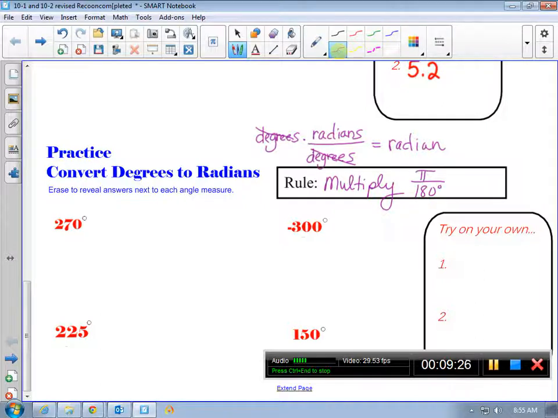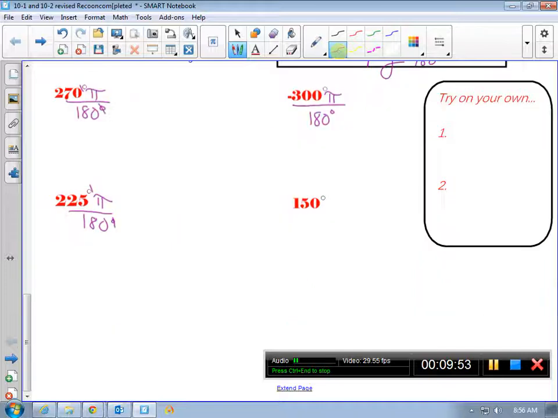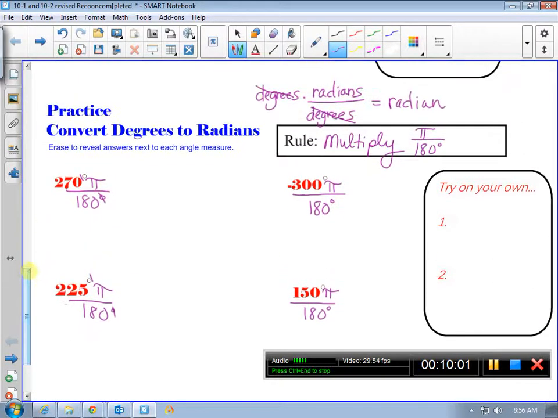All right, so 270, let's use our method, times pi over 180. 225 times pi over 180, negative 300 times pi over 180. Notice you can already see the degrees. Boom, boom, they're canceling. Okay. And here, 150 times pi over 180. You're going to want to reduce these fractions now. You want them in simplest form in terms of pi.